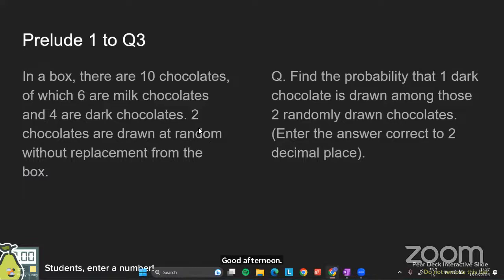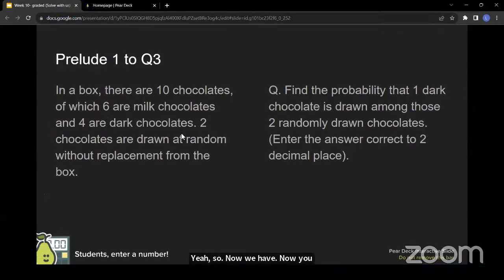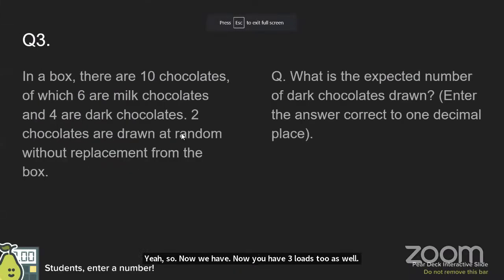Yeah. So now you have prelude 2 as well. Now we have question 3, right? So what is the expected number of dark chocolates drawn?